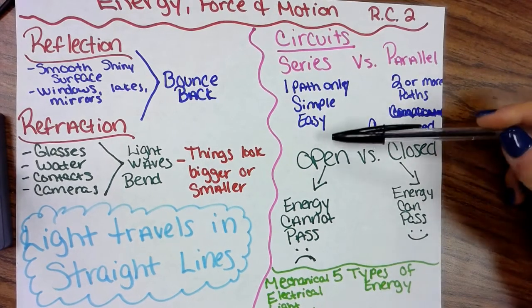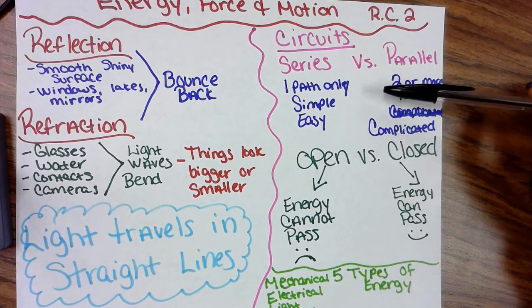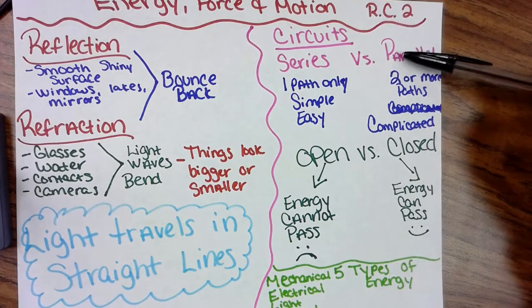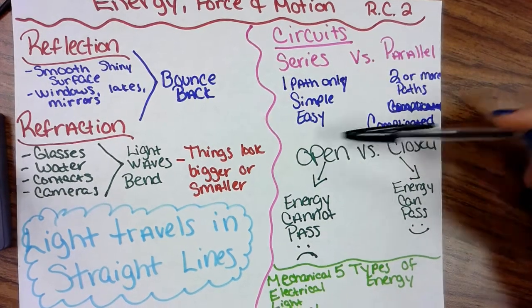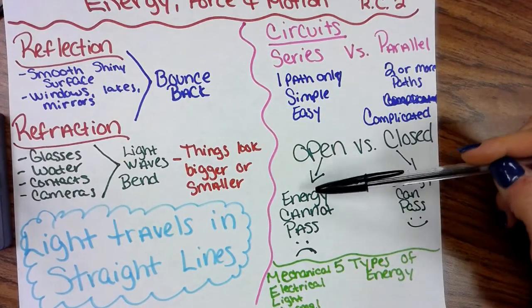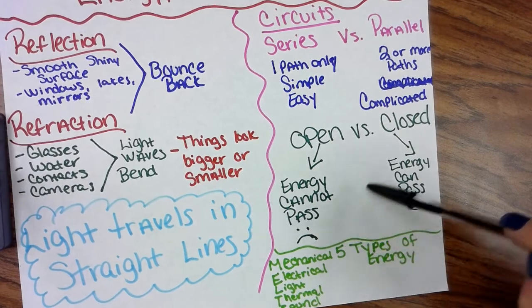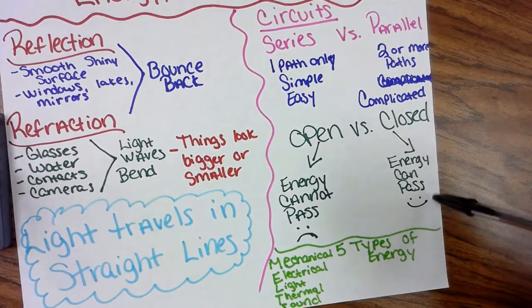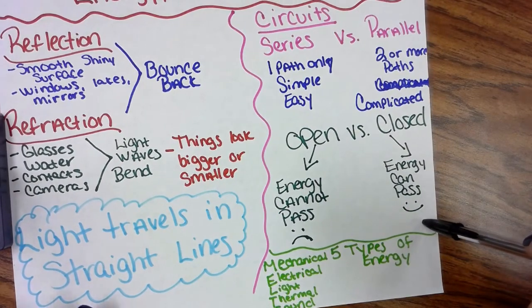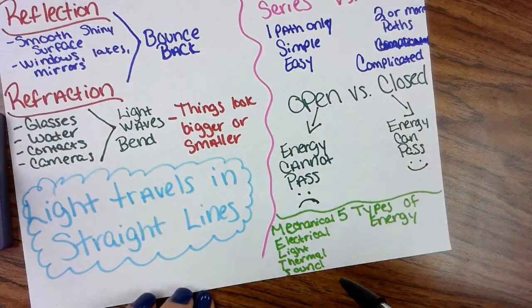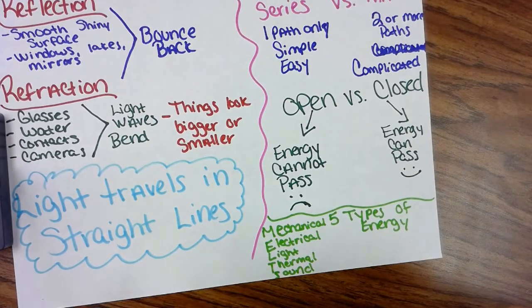Okay? And then when you have a path complete, either series or parallel, then you got to determine, is it open or closed next? Open, energy cannot pass through. Notice the sad face. Closed, it can definitely pass through. Notice the happy face. All right, moving on to 5 types of energy: mechanical, electrical, light, thermal, sound.